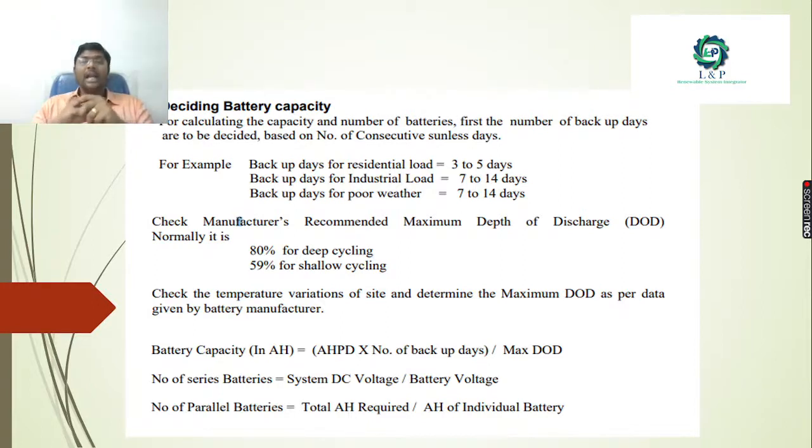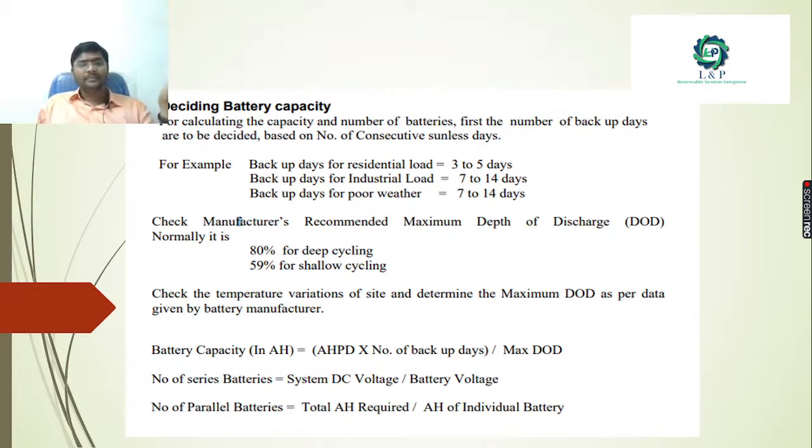The most important thing you need to know in a battery is the depth of discharge. Normally 80% is for deep cycling, and 15% is for shallow cycling. So this is the depth of discharge that we should know. Also, you need to check the temperature variations of the site, because based on the temperature, the depth of discharge will vary. You can check the battery data sheet, where the manufacturer has clearly mentioned the maximum depth of discharge at different temperatures. All these things we need to analyze before deciding a battery capacity.